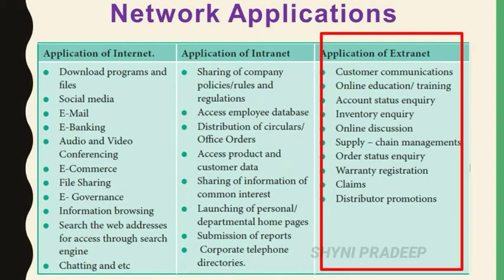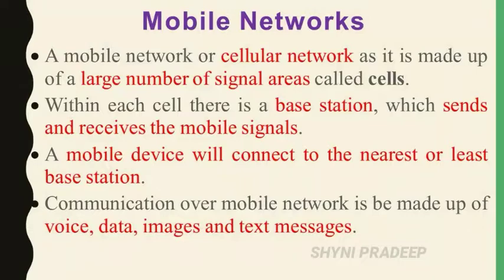Okay. Next let us see about the mobile network. A mobile network is also called a cellular network. A mobile network or cellular network is made up of a large number of signal areas. Those signal areas are nothing but cells. Within each cell there is a base station which sends and receives the mobile signals. A mobile device will connect to the nearest or least-loaded base station. Communication over a mobile network is made up of voice, data, images or text messages.